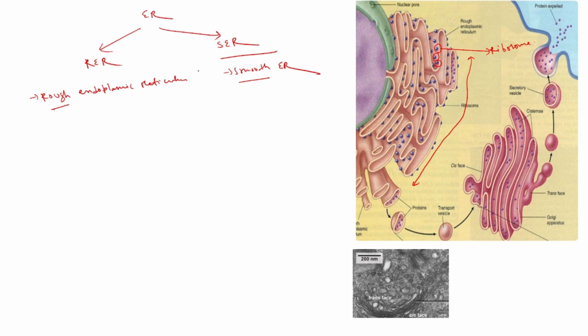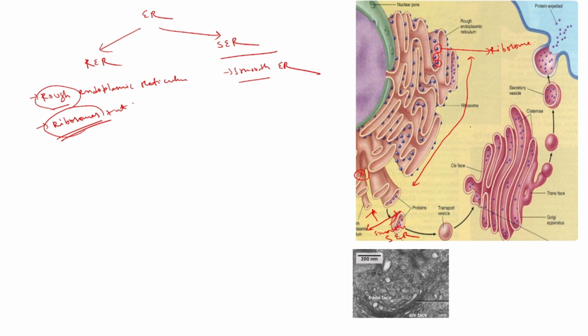So that means in the rough endoplasmic reticulum, the ribosomes are present. Because of the presence of the ribosome, it is rough. While in the smooth endoplasmic reticulum, look at this structure. In this structure, there is no ribosome. That's why it is called the smooth endoplasmic reticulum, or the SER.